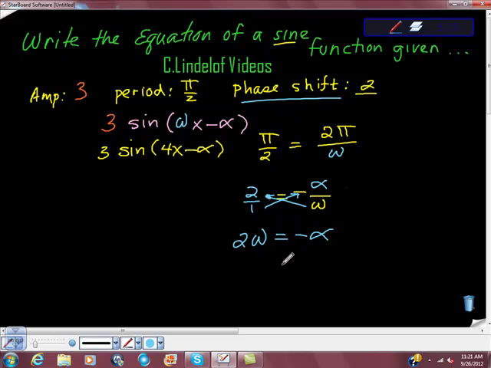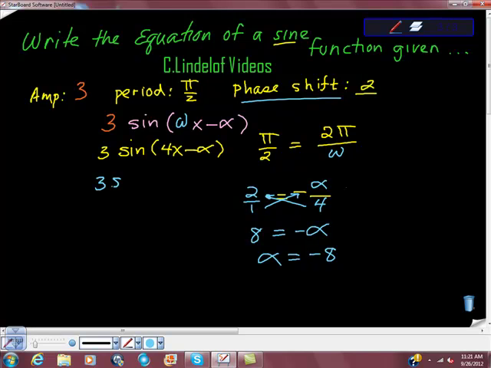And then, oh look, I don't need this, because I know what omega is. Omega is 4, isn't it? Is 4. So I'm going to go ahead and do my cross multiplication here, right? 4 times 2 is 8. 1 times negative alpha is opposite alpha or negative alpha. And now we know that alpha is equal to negative 8. I multiplied both sides by this. So now we're closing in on this again.